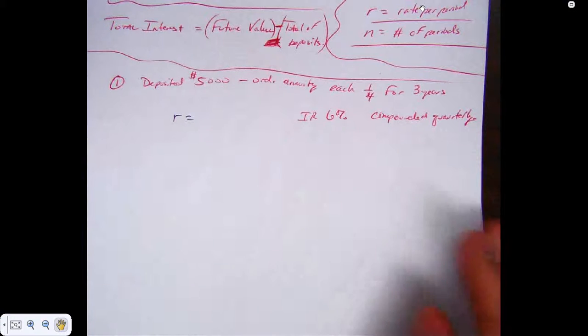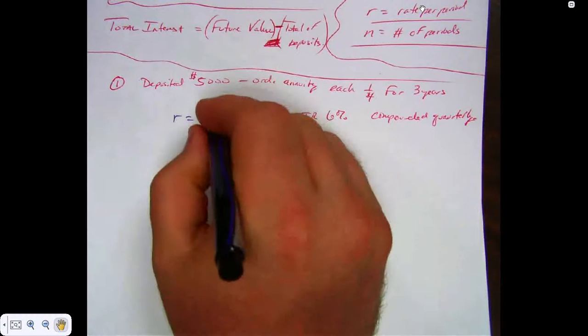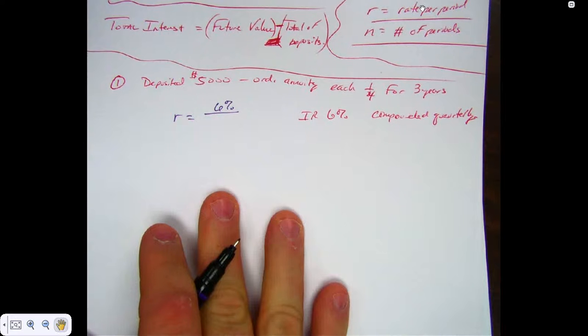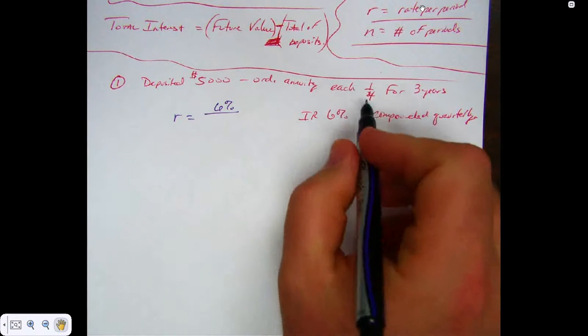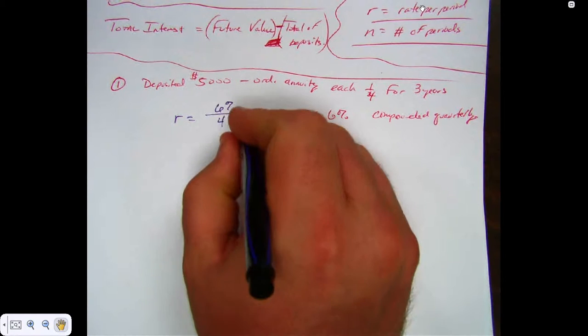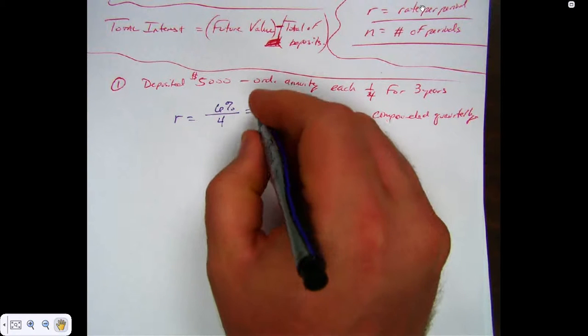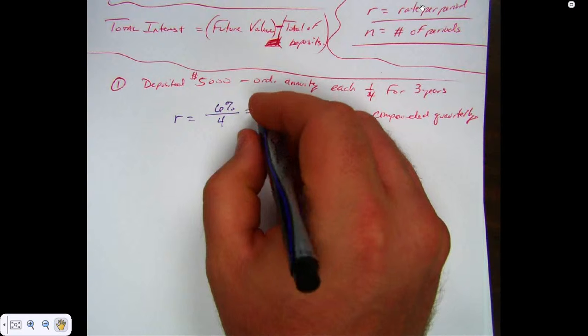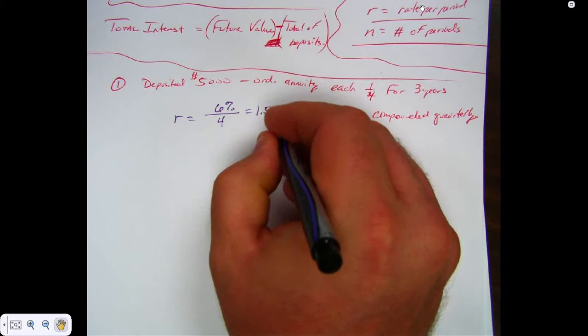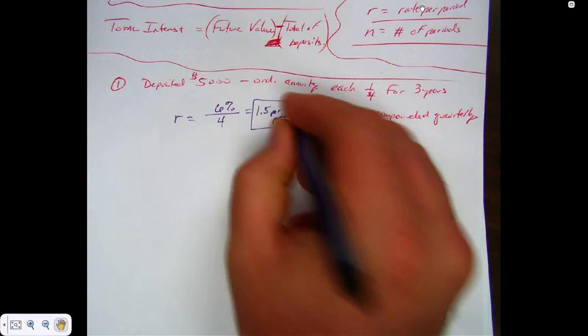So my rate per period, which is R, is going to be what? When it's in a percentage in my table, I just leave it as percentage. So it's going to be 6%. It's compounded quarterly. So that's an annual percentage, so I need to divide it by 4. What is 6 divided by 4? 1.5 per period. So that's one of our numbers we need.